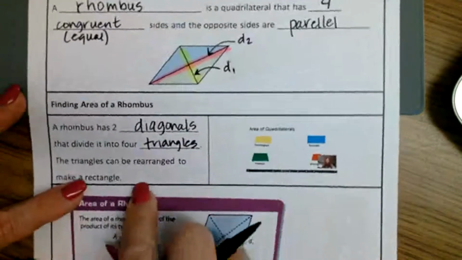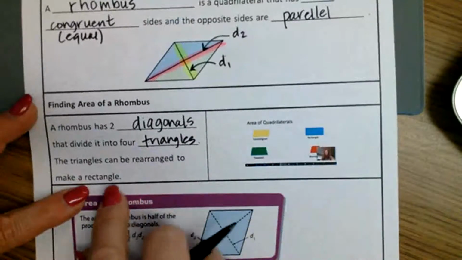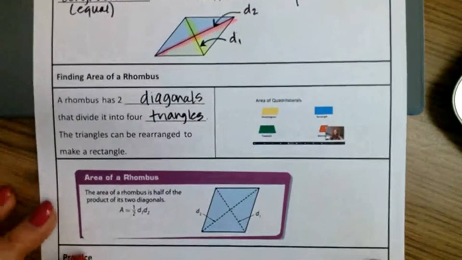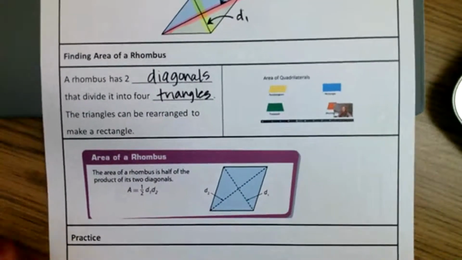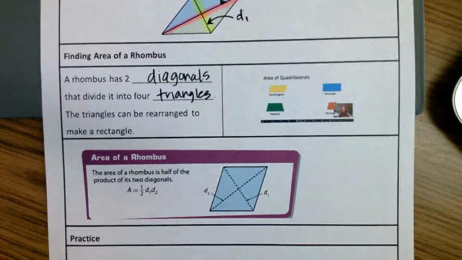Those 4 triangles can be rearranged to make a rectangle, and from that rectangle, we get the formula for the area of a rhombus. So we're going to watch a video now that shows you how those triangles can move around, form a rectangle, and that's how you get the formula for the area of a rhombus. All right, here's the video.